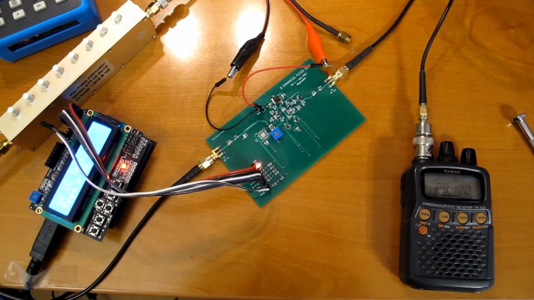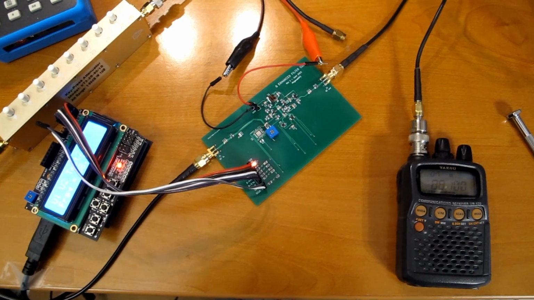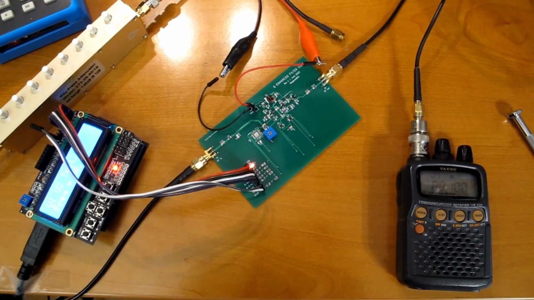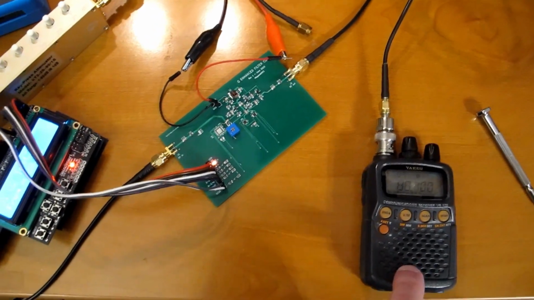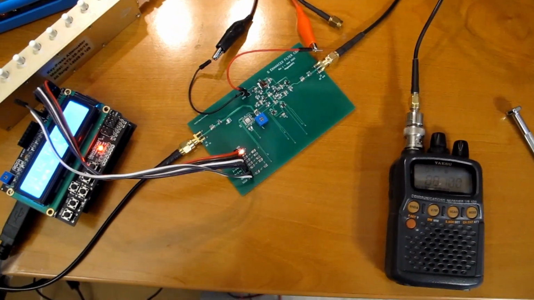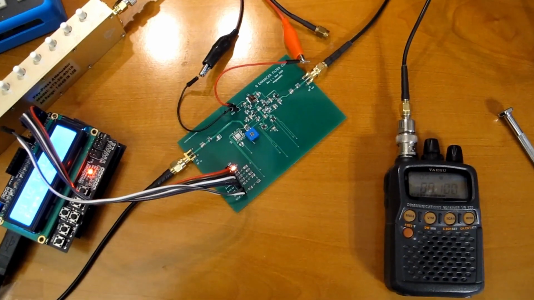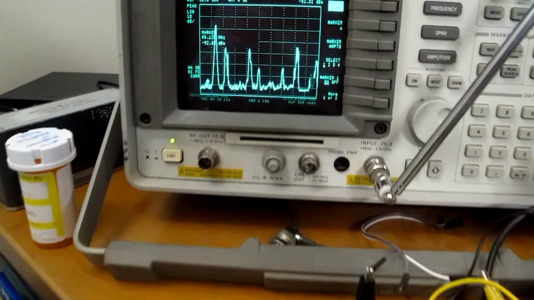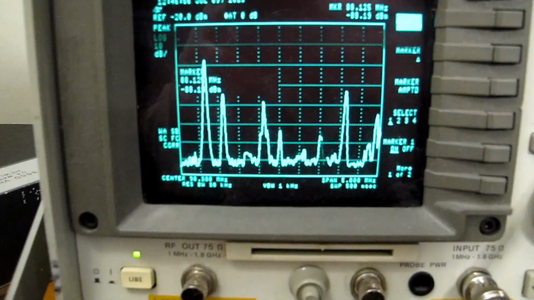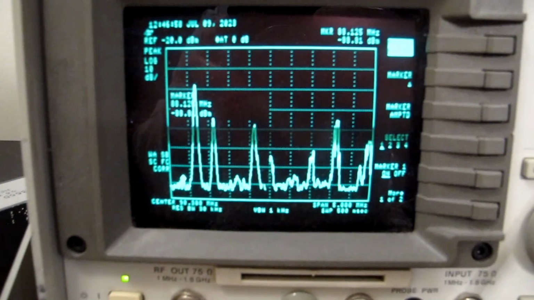So this is 88.1 FM. This is at the very bottom of the dial. It's one of the weakest stations here. This radio normally has massive problems, but we have the filter in front of it and it is working good. It's that station there on the lower left.